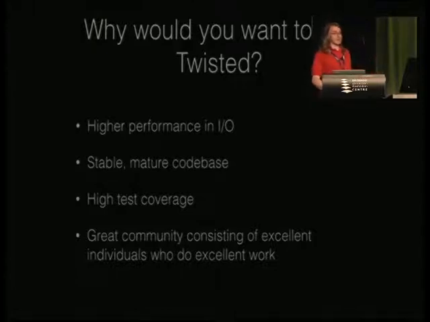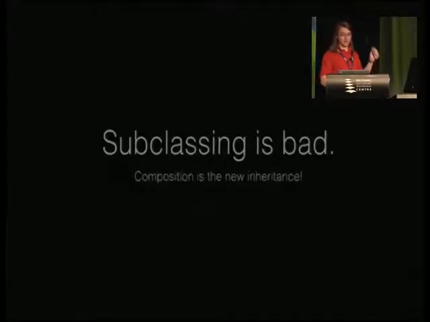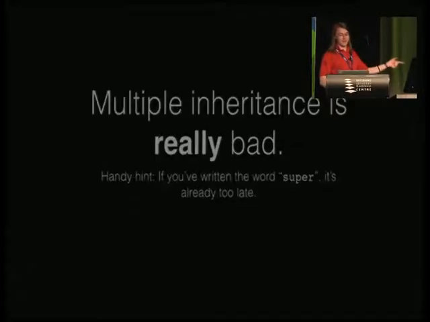It is a very stable and mature code base, has quite high test coverage, and a great community. So essentially, there's a couple of things that makes it different. This is things that the Twisted community has learned over the years. Subclassing is bad. Multiple inheritance is rarely bad.